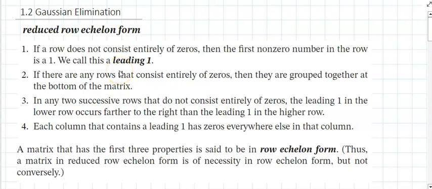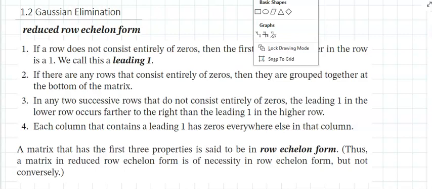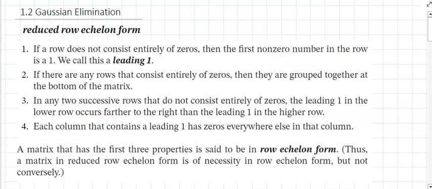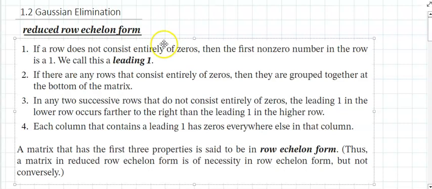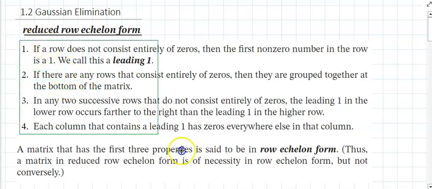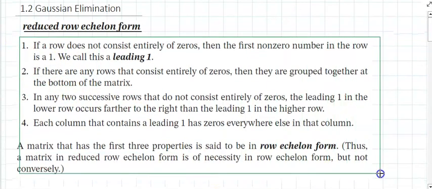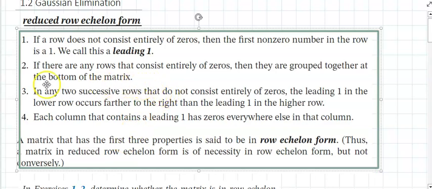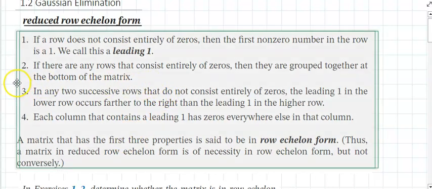Section 1.2 talks about Gaussian elimination, and we start off with this definition of reduced row echelon form. Now, for theory, this is very important, but for actual computation, this is a lot of work. We're not going to really be doing that much. We're going to use echelon form, but not reduced row echelon form.